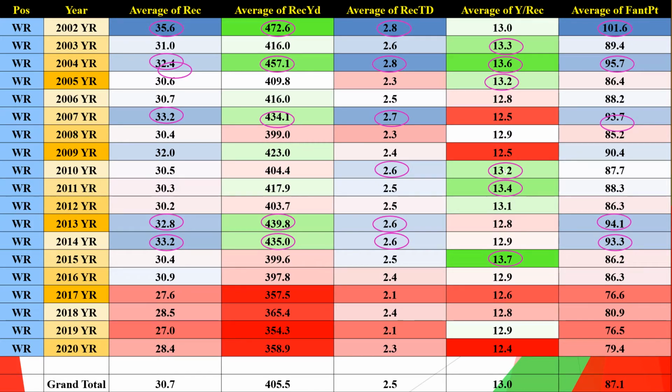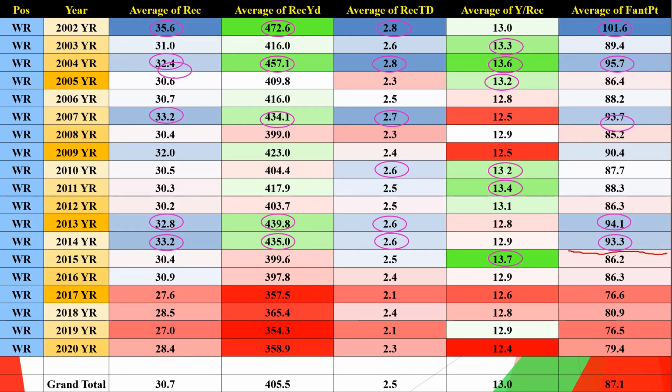So this is everybody. This is anybody that gets a target or a snap. Whoever's out there, we're throwing them in the bucket, just looking at everything. Again, just that broad view approach here, and then we can focus later. There's the average fantasy points. We'll get a view here.